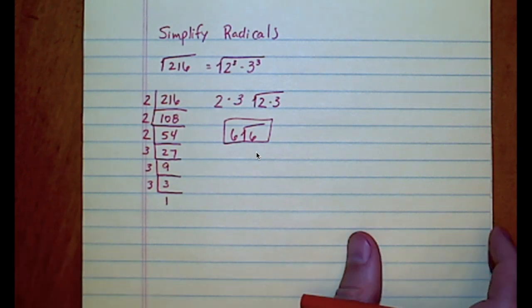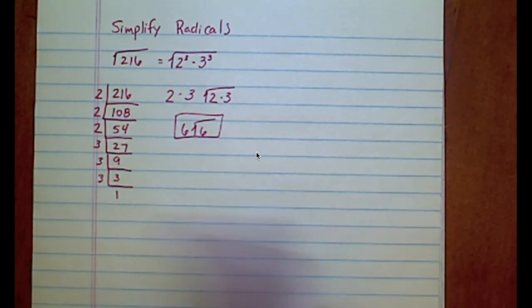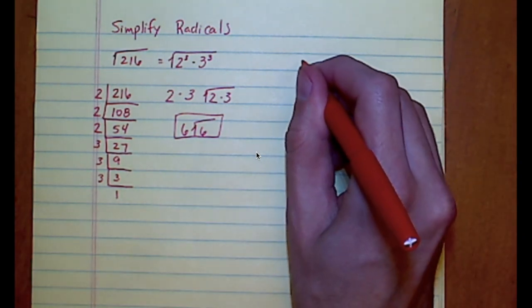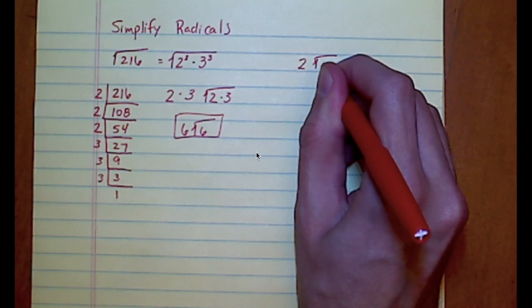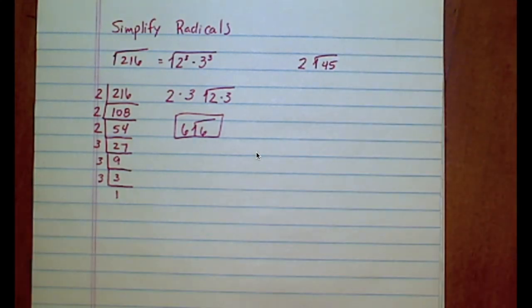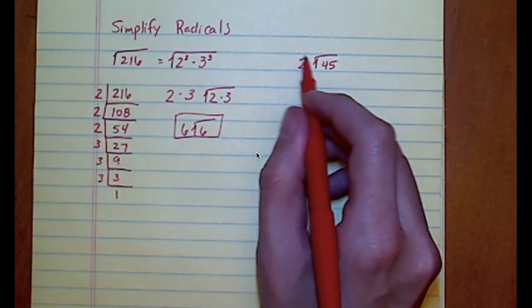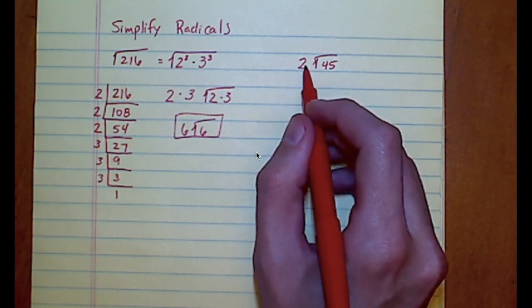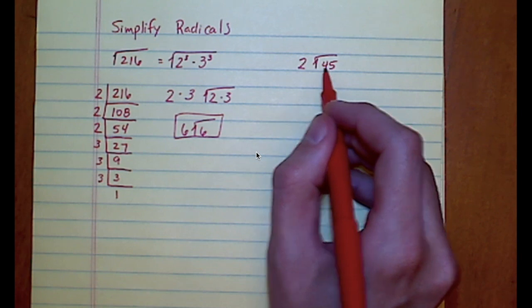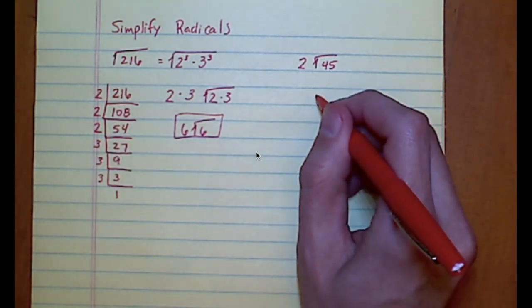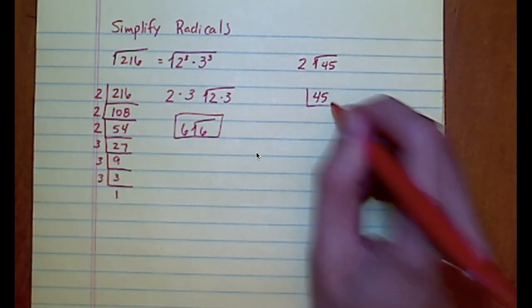Okay, let's do another one. And as we continue, we're going to add a little bit more difficult ones. So what happens if I have 2 square roots of 45? What I'm going to do in this problem is ignore this 2 here at the beginning, and I'll come back to it at the end. And I'm just going to ladder the 45 just like I did the 216 over here. So 45 goes in my ladder.